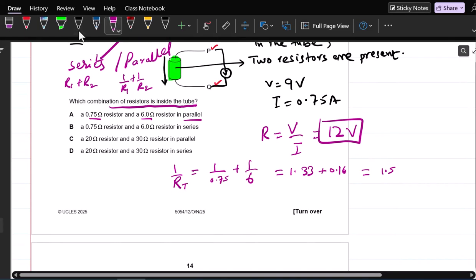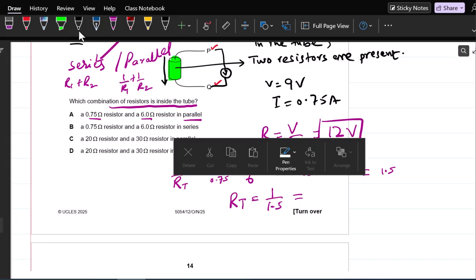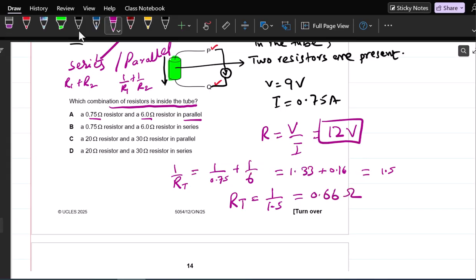So I will be taking the reciprocal here. R total will be 1 over 1.5. So 1 divided by 1.5, I am getting 0.66 ohm. So this is not the possible option. A is wrong. 0.75 ohm resistor and 6 ohm resistor in series, so you add them, you will be getting 6.75 ohm.